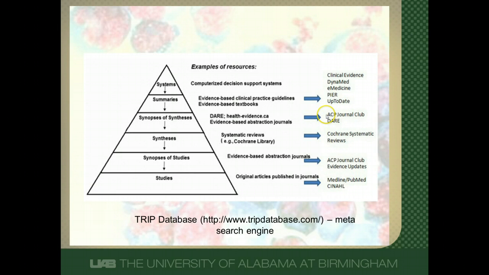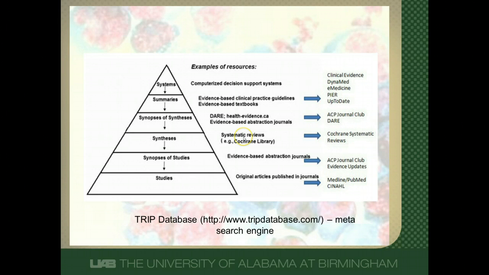ACP Journal Club publishes synopses, both synopses of syntheses and synopses of individual studies. ACP Journal Club is produced by the American College of Physicians via the Annals of Internal Medicine. There are some other journals that are similar to ACP Journal Club. One published by the BMJ called Evidence-Based Medicine also publishes synopses. So these are a great resource, and I use ACP Journal Club a lot just as a method of keeping up, because each edition may have 10 or 15 articles in it. I can keep up and read that every time it comes out. I can't keep up with the hundreds and thousands of journal articles that are published each week. So ACP Journal Club for me is a great way to keep up with the medical literature.